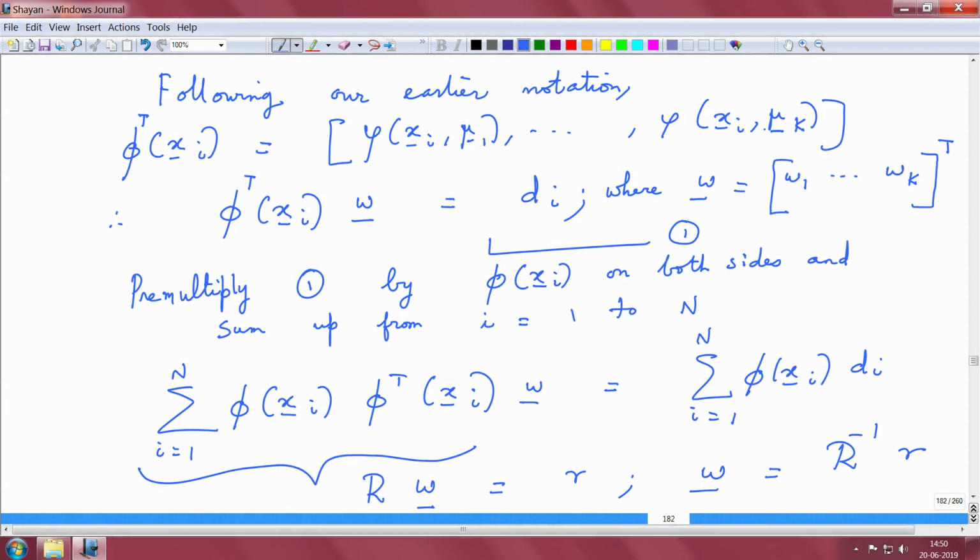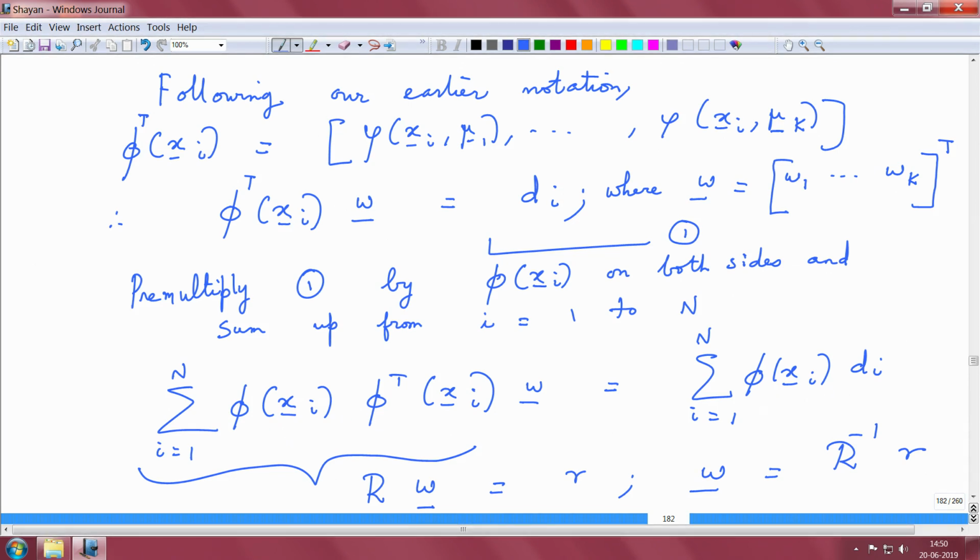What happens is pretty straightforward. We have phi transpose xi which is pre-multiplied by phi of xi. I sum this, i equals 1 to capital N, times W equals summation i equals 1 to n of phi of xi times di. Right, di is a scalar and phi of xi is a vector, so I can take them in any order I want. Here I have to be careful because I have to pre-multiply appropriately.